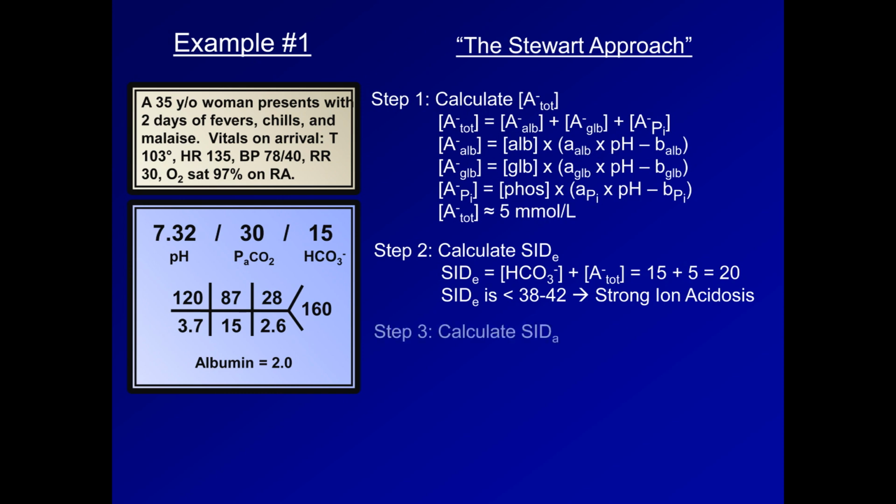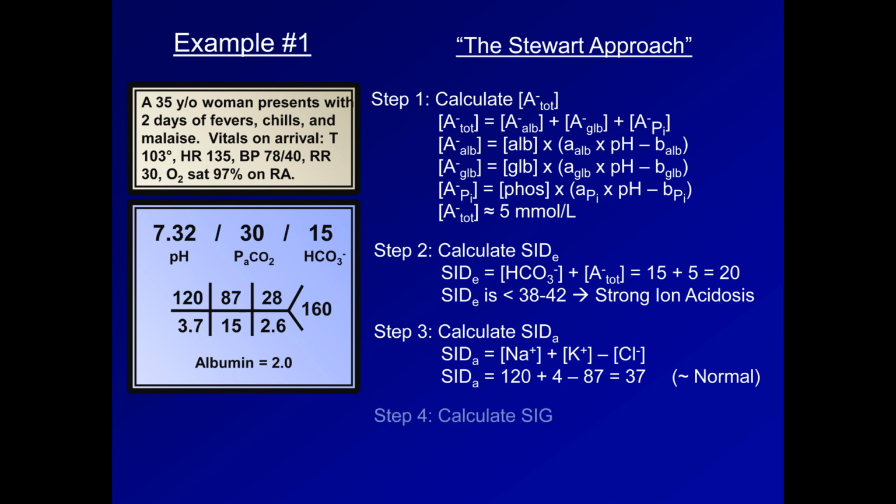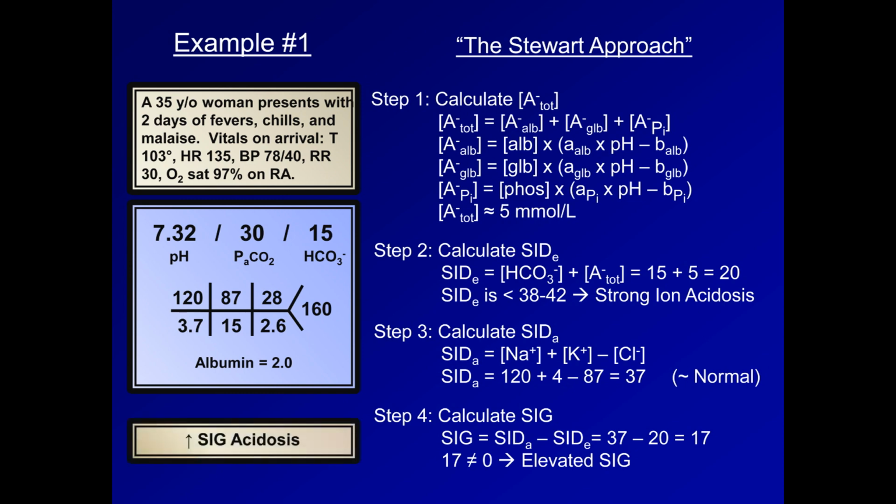Step 3, calculate apparent SID, which, depending upon one's preferred calculation, is approximately sodium plus potassium minus chloride. 120 plus 4 minus 87 is 37, which is nearly normal, as SID-A should also be about 38 to 42. Finally, for step 4, calculate the strong ion gap, which is SID-A minus SID-E, which is 17. As SIG should be 0, this patient has an elevated strong ion gap. So we would diagnose this as an elevated strong ion gap acidosis.